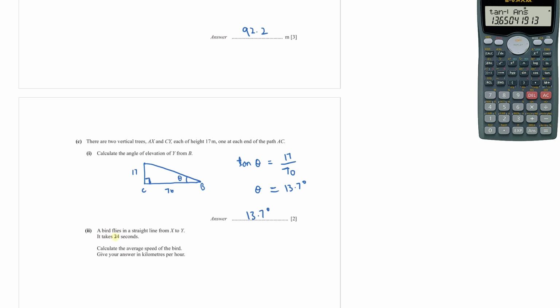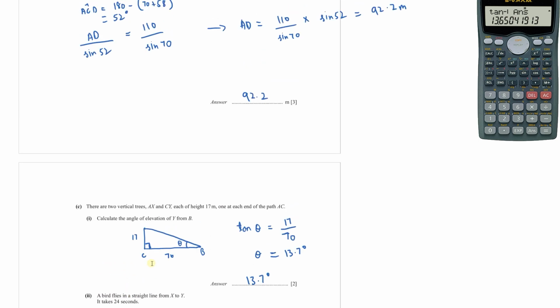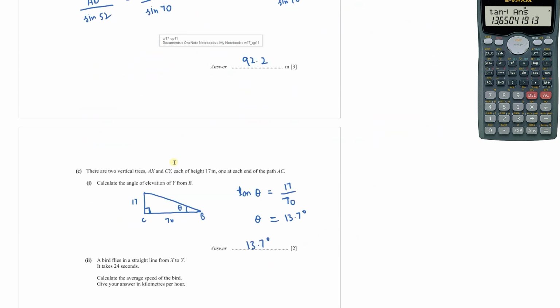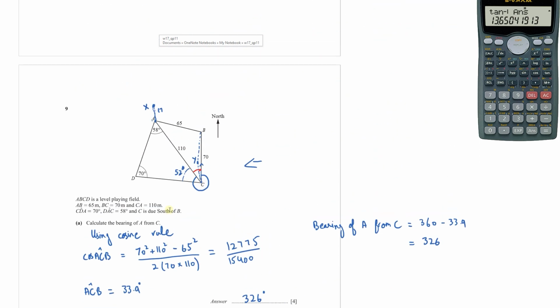The part 2 is a bird flies in a straight line from X to Y. It takes 24 seconds. Calculate the average speed of the bird, giving your answer in kilometers per hour. So that means the bird flies from this X point, which is vertically above A, to this point Y, which is vertically above C. So it flies in a straight line. That means it will fly directly over this path. So the distance from X to Y is 110 meters.